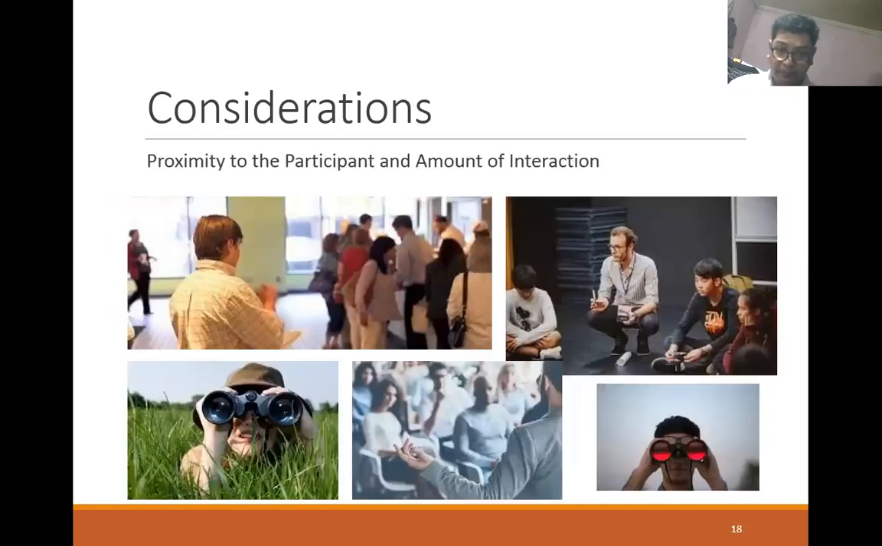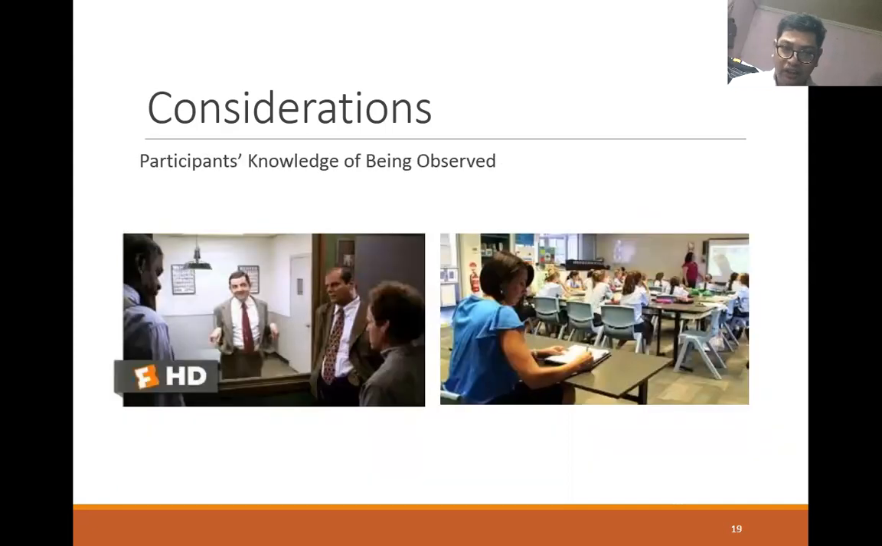So another one is the proximity to the participant and amount of interaction. So there are interactions which don't need you to interact directly with the people or to communicate with the people, as the first illustration shows. The second one uses the telescope, and the third one uses a conversation through a seminar, and then the focus group, and then telescope, just additional. And then the last one is the participants' knowledge of being observed.